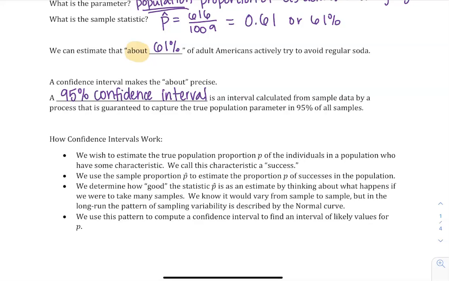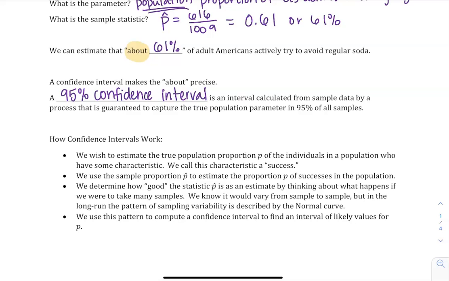So how do these things work? Well, we're trying to estimate the true proportion of individuals in a population who have some particular characteristic. So we need to describe that characteristic as being our success here. We're going to use our sample proportion from the sample to estimate the population. It's a good starting point.